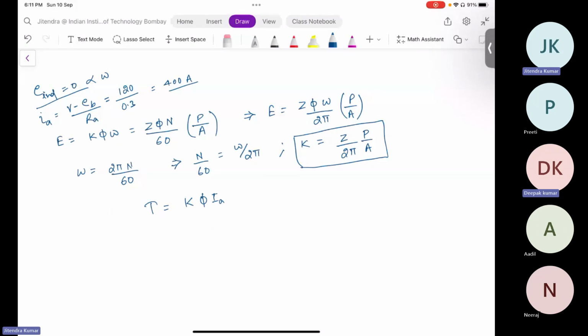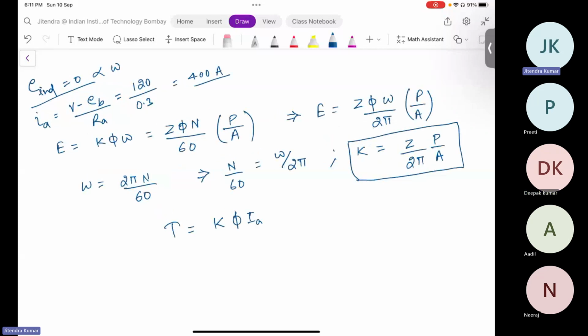Sir, please explain one more time this. E is equal to Z phi omega. E is equal to K phi omega.